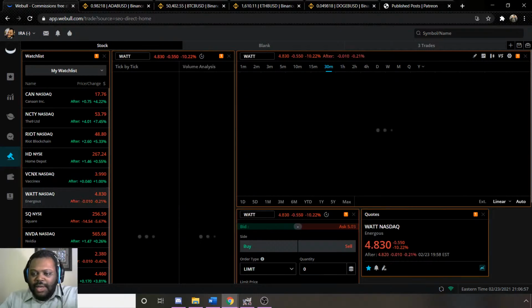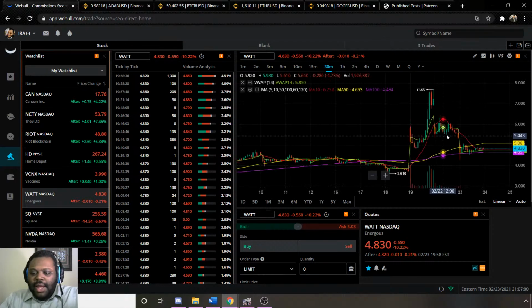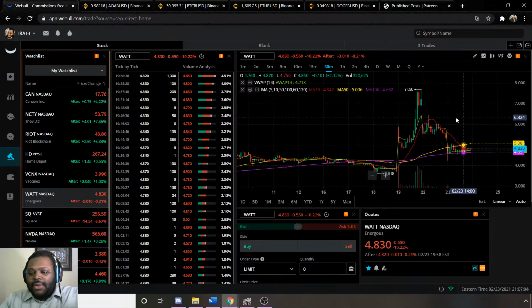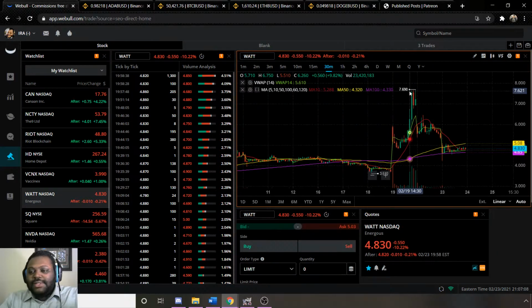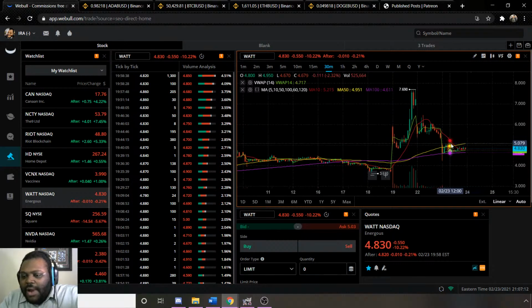So next we have ticker symbol WATT, which ended the day at $4.83. Went down 1 cent, at 4.82. Had a weekly high of 7.69, if I could pronounce that correctly. And they are bearish as well. Moving average 10 is below 50, so bearish on that name.